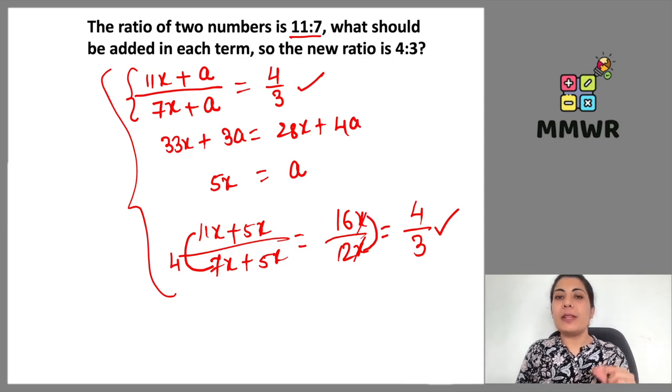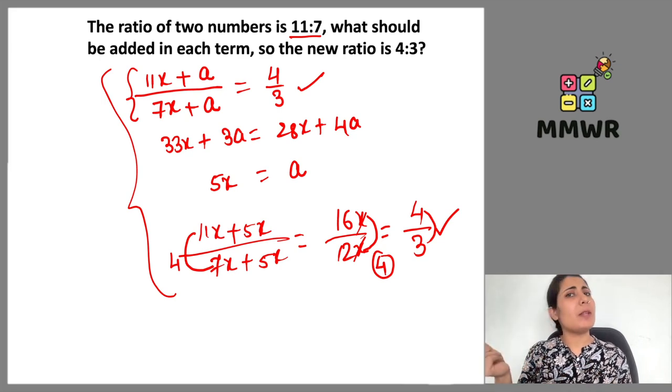16 and 12 also have a difference of 4. Not in 4 and 3, because 4 and 3 is the reduced form of 16 upon 12. So whatever the difference is in the original ratio, the same difference should be in the new ratio. This concept we have already seen before because this concept is really very much important in ratio. With the help of this concept, we will be able to simplify multiple problems, especially age-based questions. So you always have to remember the difference has to be the same.